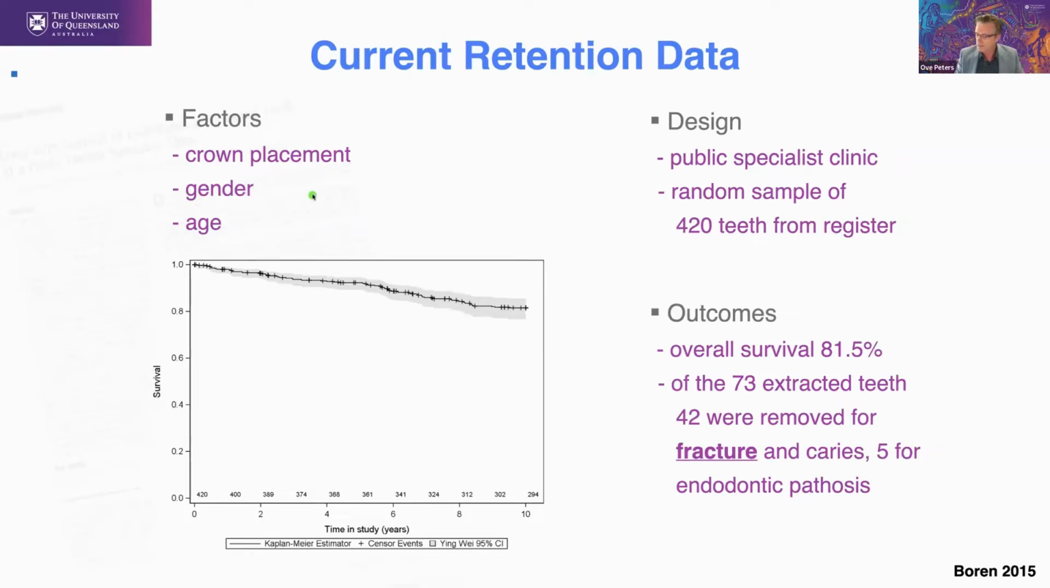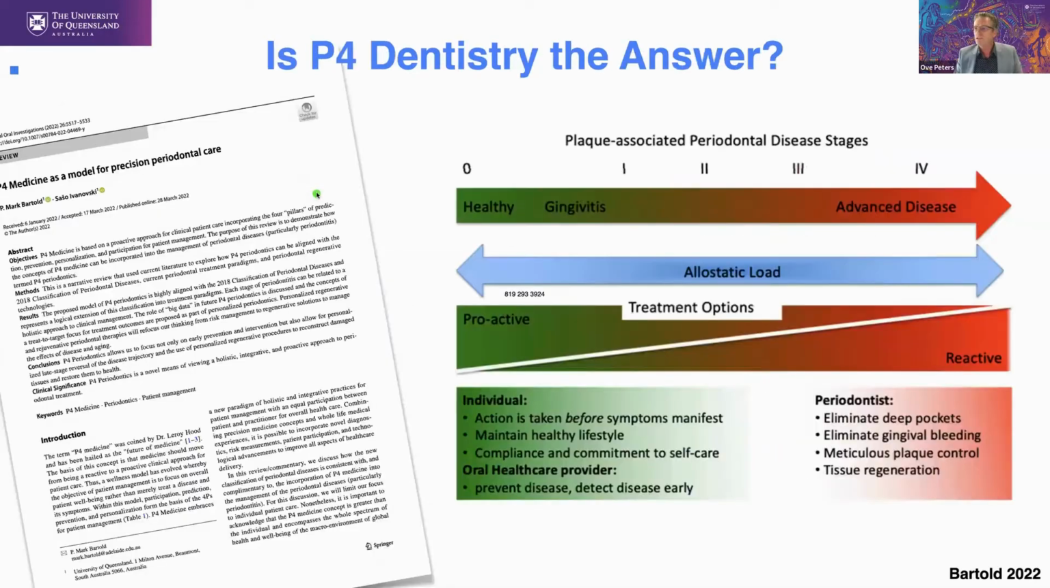But it's worthwhile because when we want to deliver optimal care, the question becomes optimal for whom? And this is what I want to focus on today: P for medicine, or perhaps P for dentistry, the answer when we ask the question, what is optimal care? This notion hasn't reached endodontics, but it has reached periodontics.